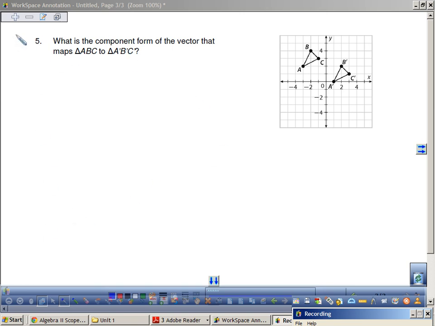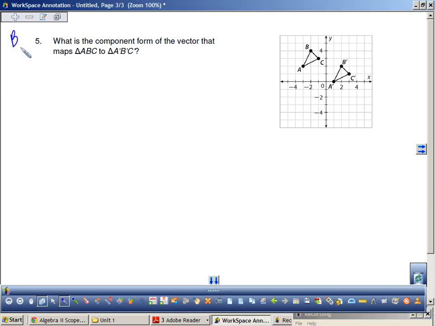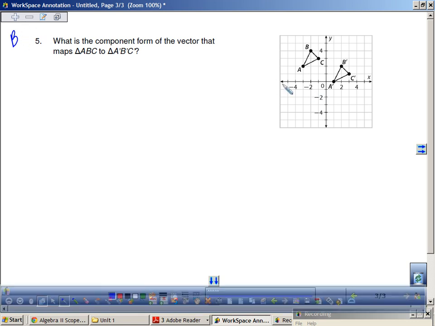So number 5, this is on B, but it sounds like everybody's saying it's both A and B version. What is the component form of the vector that maps ABC to A prime, B prime, C prime? A couple things going on here. Okay, break it apart. Don't get lost in the language. What is the component form?